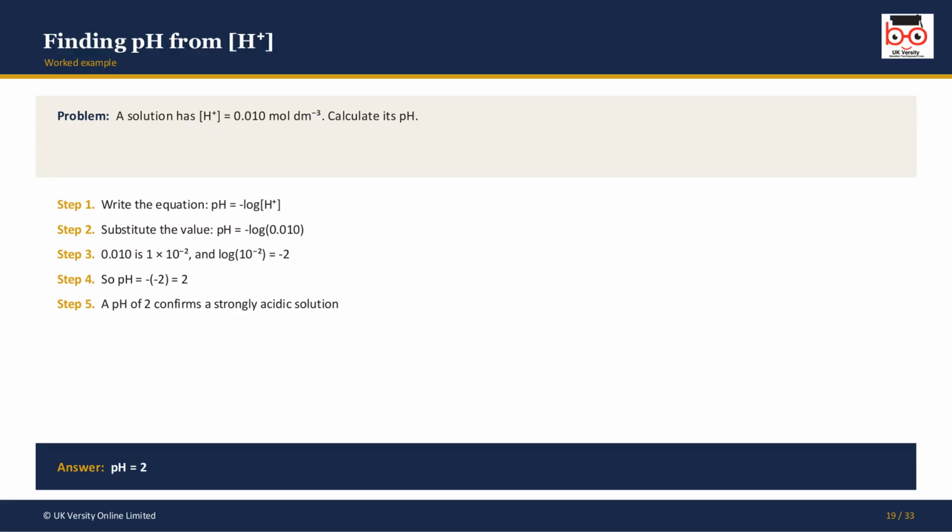Let's find a pH from a concentration. Suppose the hydrogen ion concentration is 0.010 moles per cubic decimeter. We start from pH equals minus log of that concentration, so it's minus log of 0.010. Now 0.010 is 1 times 10 to the minus 2, and the log of 10 to the minus 2 is minus 2. So the pH is minus minus 2, which is 2. A pH of 2 confirms a strongly acidic solution.